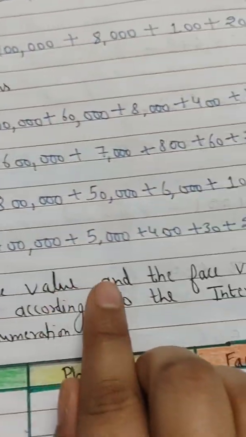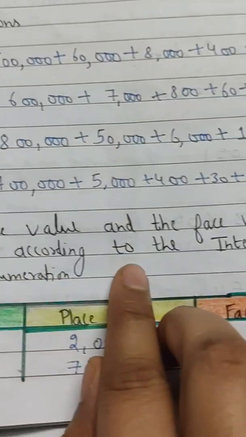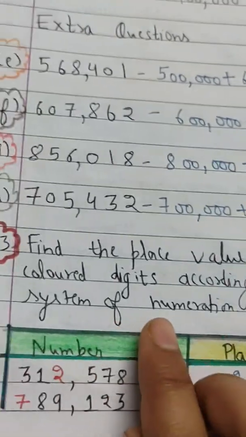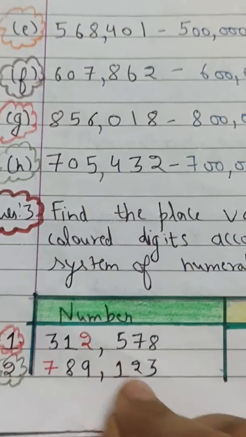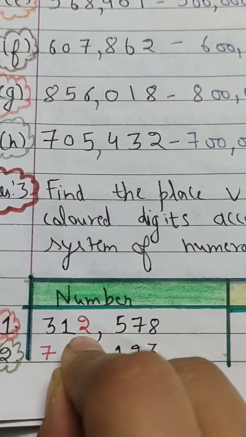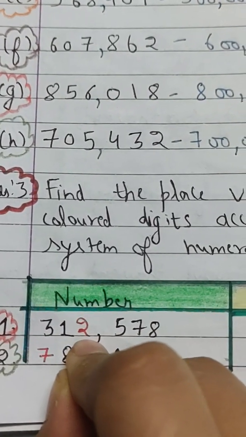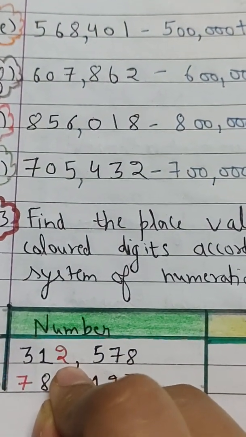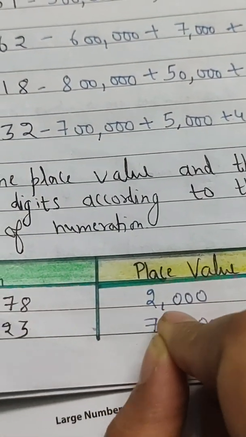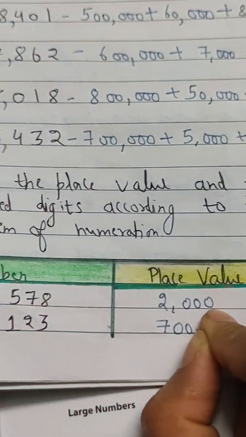Now find the place value and the face value of the colored digit according to the international number system. In the system of numeration, you have to tell the place value and face value. Okay, so now the first number is 2, in the ten thousands place. So the place value of this is 20,000. You can write in numbers also, you can write in words also. So I have written in number, 20,000.